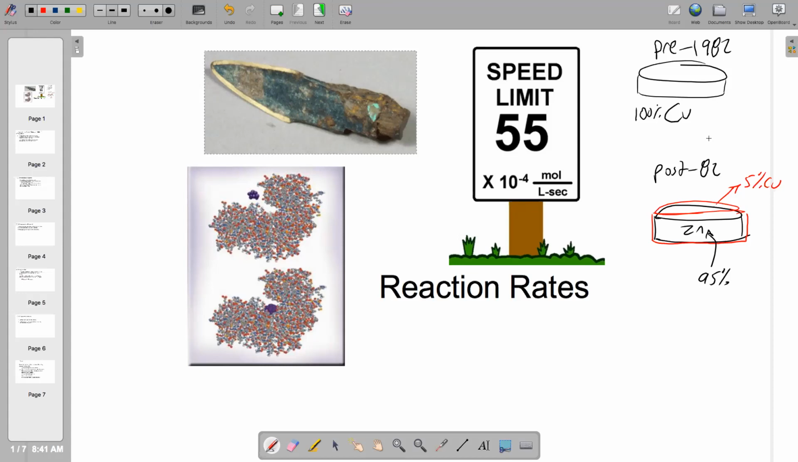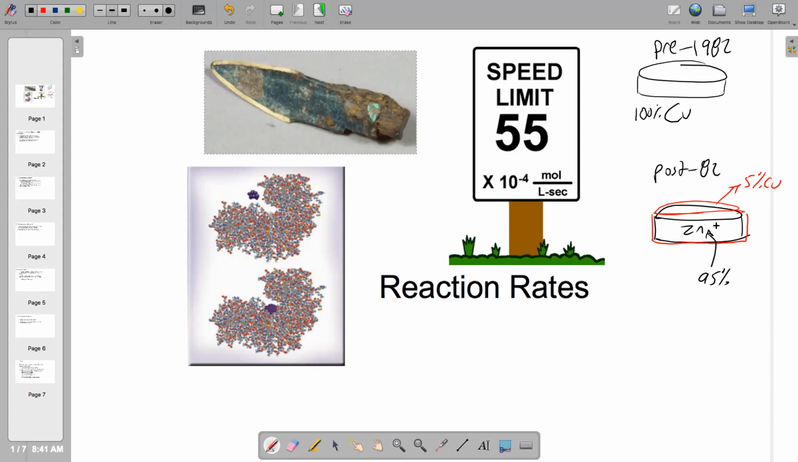What's a little tricky here? I don't know if I ever told you this. What's true about all pennies before 1982 is they're 100% copper. All pennies after 1982 are 5% copper, 95% zinc. But if you get a penny from 1982, that's the year they made the transition. Some of them are pure copper and some of them are copper and zinc.